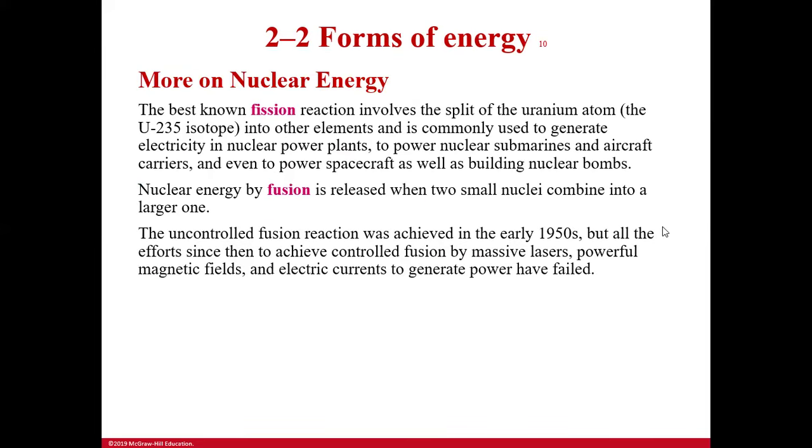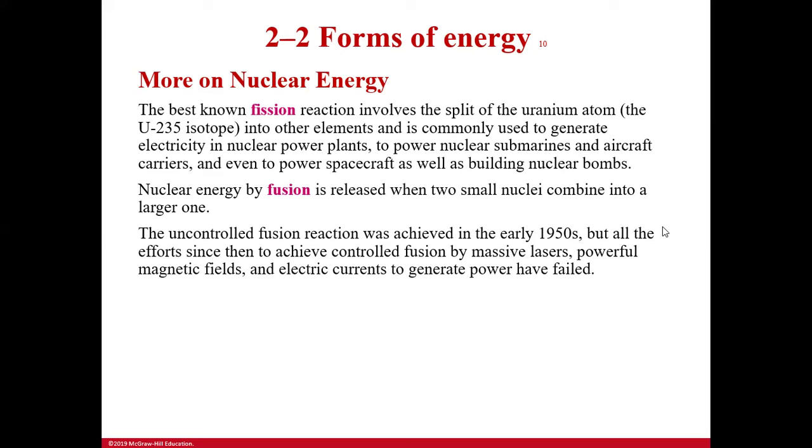More on nuclear energy: the best known fission reaction involves the split of the uranium atom U-235 isotope into other elements and is commonly used to generate electricity in nuclear power plants, to power nuclear submarines and aircraft carriers, and even to power spacecraft as well as building nuclear bombs. So basically, U-235 isotope fission means it breaks up into other elements and releases energy, and that energy is used to heat up water in a power plant to generate steam. That steam runs a turbine. The turbine blades rotate against some metal surface, generating electricity from which our electrical current is produced.